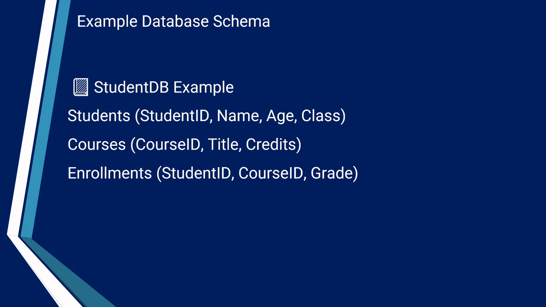Here is a simple example: a student database. We have a students table, a courses table, and an enrollments table that connects them. This schema shows how relationships are built in databases.